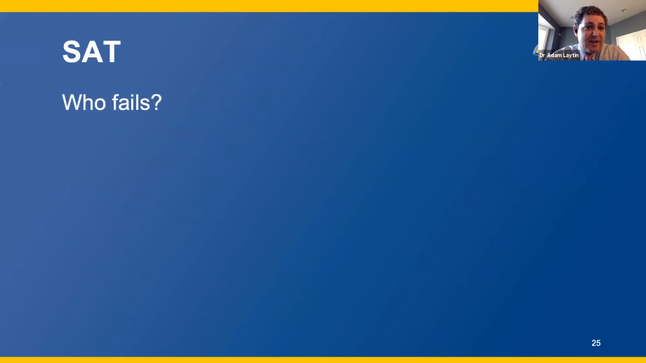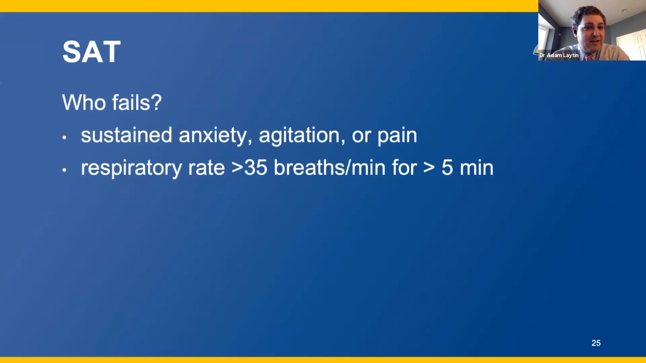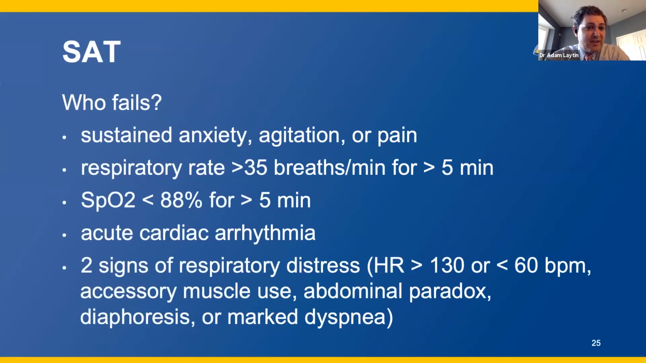A patient fails if they're having sustained anxiety, agitation, or pain, tachypnea that's lasting for more than 5 minutes, hypoxemia, or increasing ventilator requirements, if they develop an arrhythmia, or other evidence of respiratory distress, like tachycardia, bradycardia, accessory muscle use, paradoxical movement of the abdominal wall, diaphoresis, or marked dyspnea.